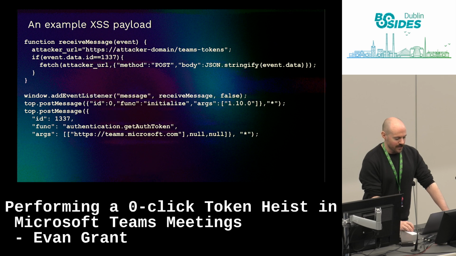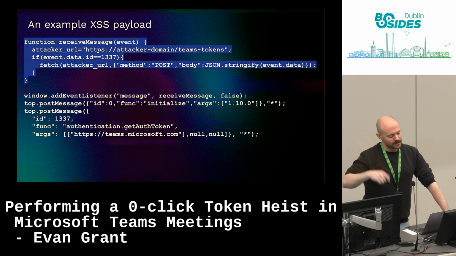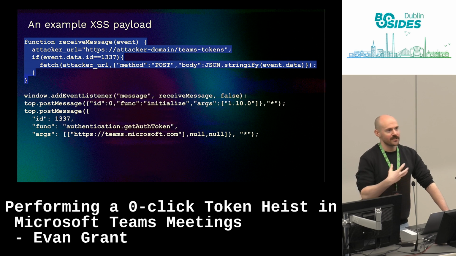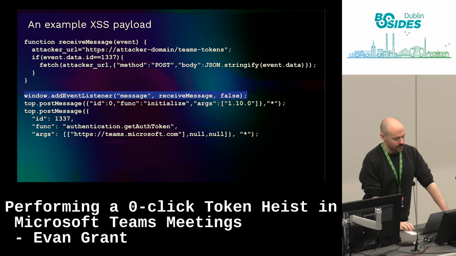And so what we can do is create a payload to abuse this: just a function saying if I get an event, which would be the communication between the frames, I'm going to send whatever data I get to the attacker. And then we create a listener that says run that. And we do, like I said, the JavaScript postMessages. We're going to initialize, like we saw with OneNote, and then we're going to get an auth token. And we can make this argument right here.